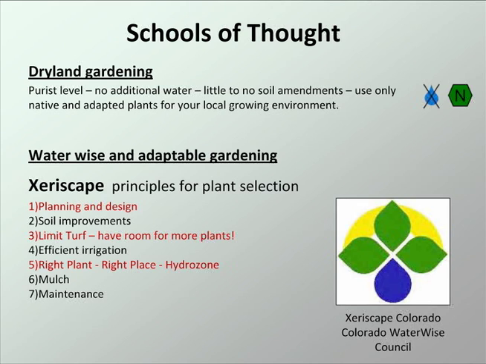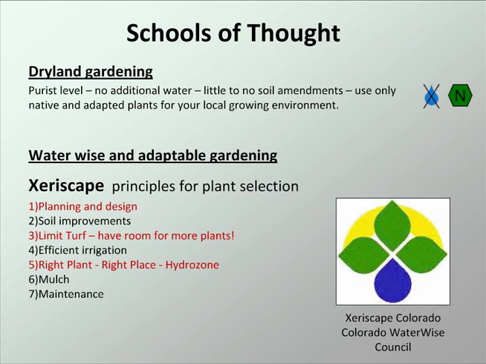The first school is dryland gardening. This is the purest level of xeriscaping, where you would consider no additional water on your plants, little to no soil amendments, and using only native or adapted plants for your growing environment. You will see these symbols throughout the presentation: a little water drop with an X through it, or the N. The little water drop means that it will survive, or it's drought resistant. It will actually look good without additional water once established. The N means that it's a native plant for Colorado.